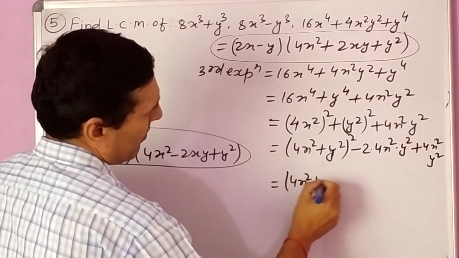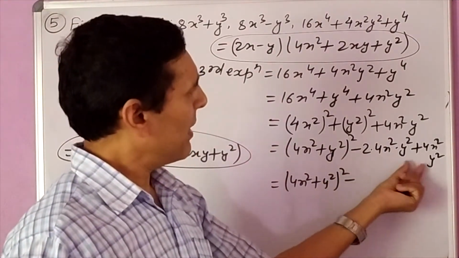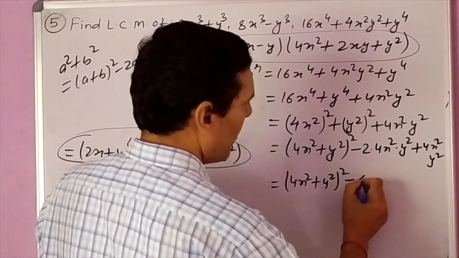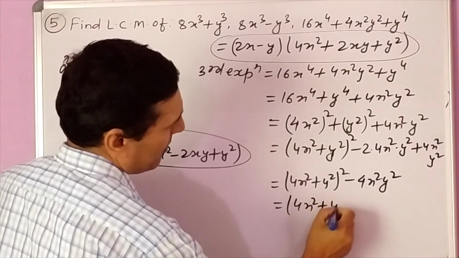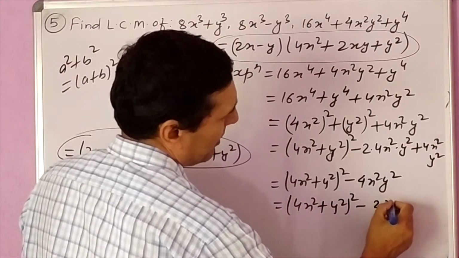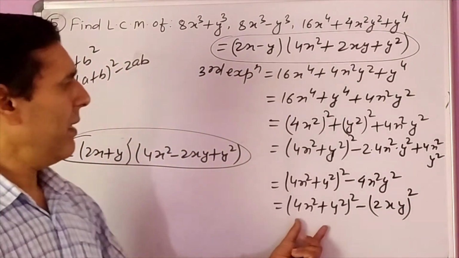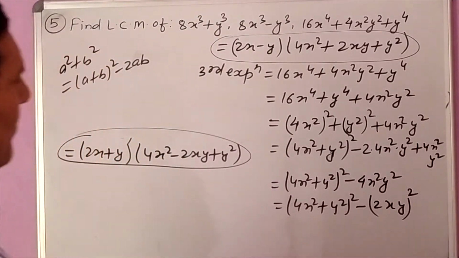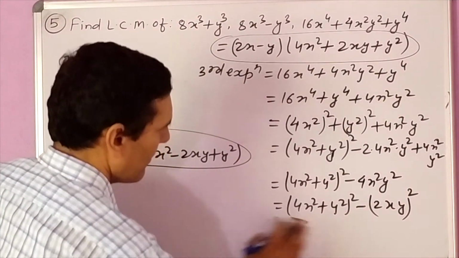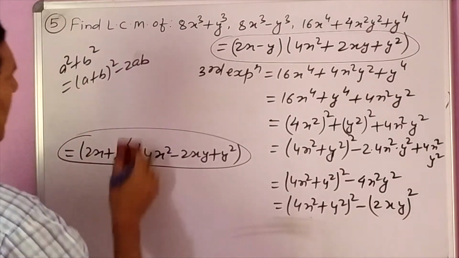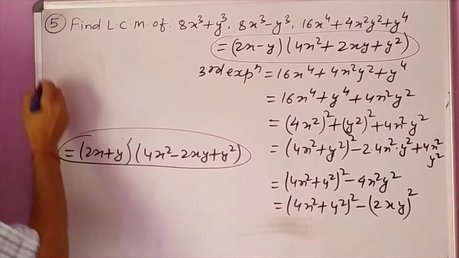So (4x square plus y square) whole square, minus 2 times 4x square y square, which is 8x square y square, plus 4x square y square. We get minus 4x square y square here. So (4x square plus y square) whole square minus 4x square y square, which is the square of 2xy. Now we use the formula a square minus b square, (a plus b) times (a minus b). I am writing these factors here.